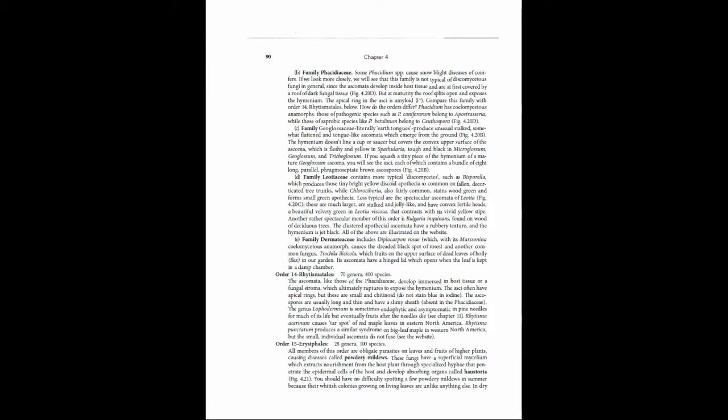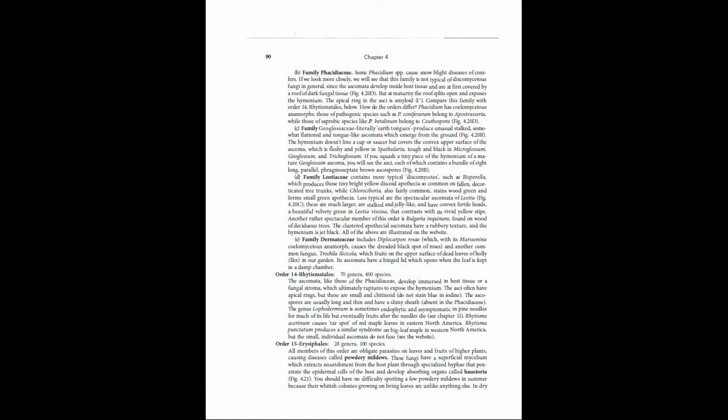Order 14 Rhytismatales, 70 genera, 400 species. The ascomata, like those of the Phacidiaceae, develop immersed in host tissue or a fungal stroma, which ultimately ruptures to expose the hymenium. The asci often have apical rings, but these are small and chitinoid, and do not stain blue in iodine. The ascospores are usually long and thin and have a slimy sheath, absent in the Phacidiaceae.